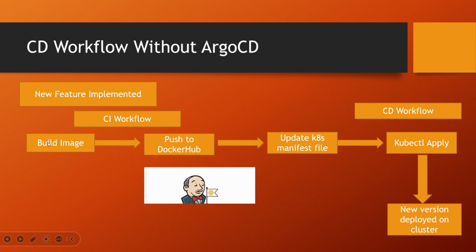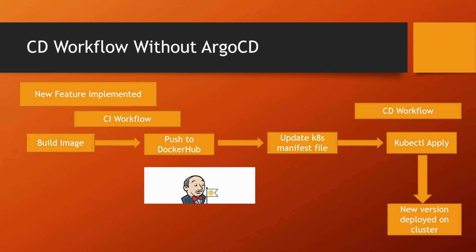So in a single Jenkins pipeline, you have configured each of these steps. Basically build image, push to Docker Hub, then update the Kubernetes manifest file. This comes into the continuous integration workflow. And after that, in the continuous deployment workflow, kubectl apply will run. But the drawback here is that you need to have the kubectl command installed on the Jenkins server manually. You are installing that command also.